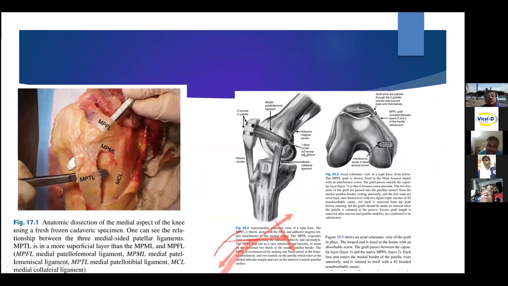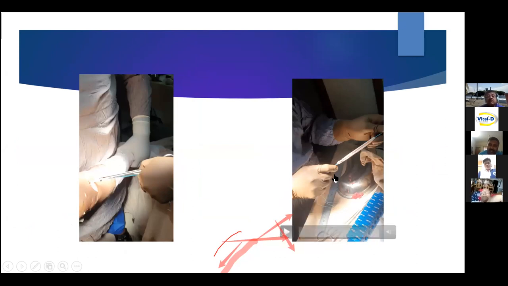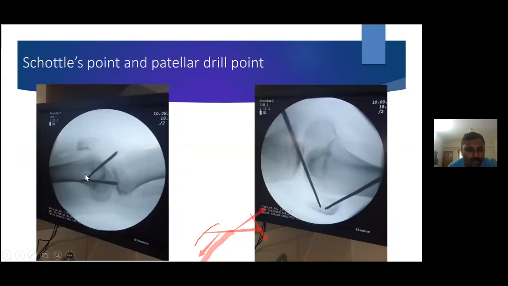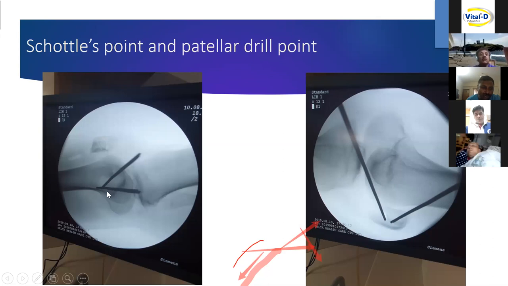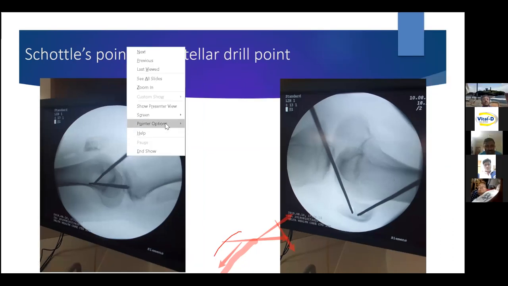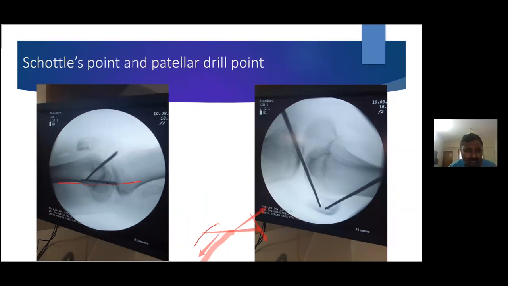So usually the gracilis is the graft of choice, and you double fold the gracilis. This is the femoral fixation site and this is the patellar fixation site. This is the Schottle point, what we call the Schottle point. We can draw a posterior line from here. There are two lines, line one and line two along the posterior cortex line, and here is the Schottle point. And this is the patella, the lower margin of the patella. This is the patellar articular surface. The upper third is the choice of your fixation.